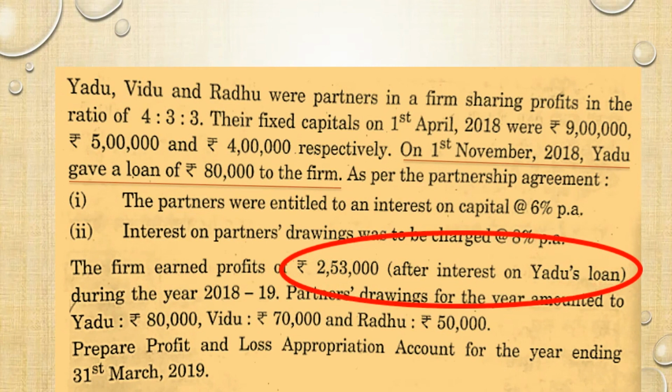Profit is given 2,53,000 after interest on Yadu's loan. That means the interest is already deducted and then 2,53,000 is given as net profit. So if the profit given in the question is after charge, after interest on partner's loan, then no need of deducting the interest again. You need to deduct it when the profit given in the question is before charge, before interest on partner's loan. So you should be very careful.